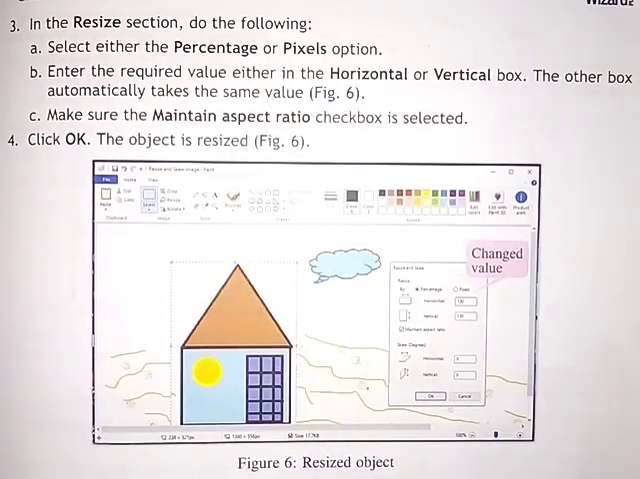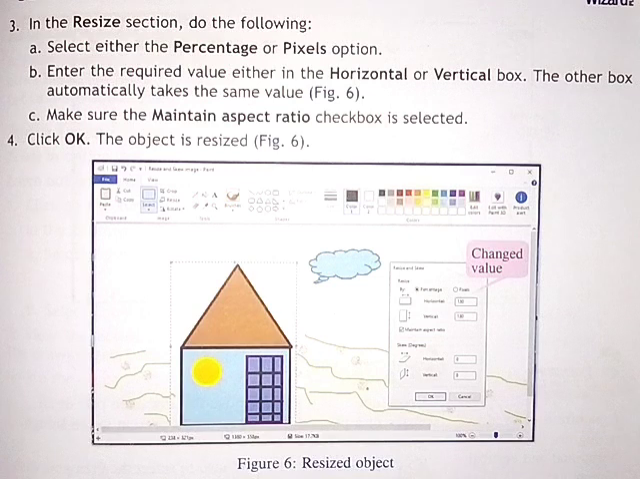Third, in the Resize section, do the following. A. Select either the Percentage or Pixels option. B. Enter the required value either in the Horizontal or Vertical box. The other box automatically takes the same value. C. Make sure the Maintain aspect ratio checkbox is selected. Fourth, click OK. The object is resized.